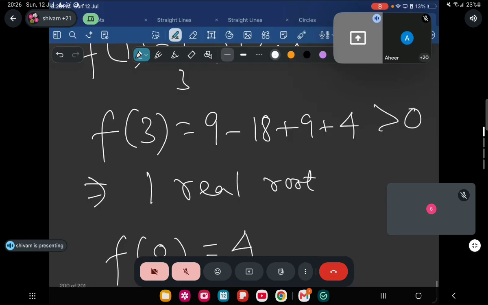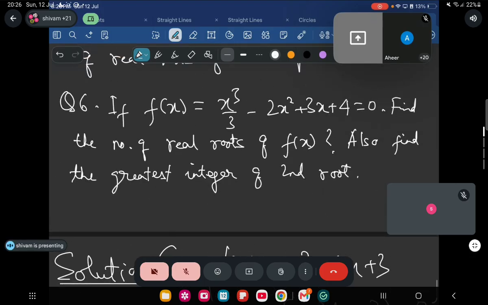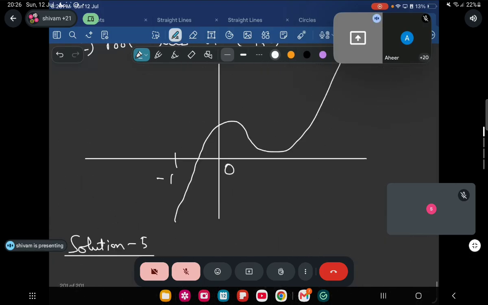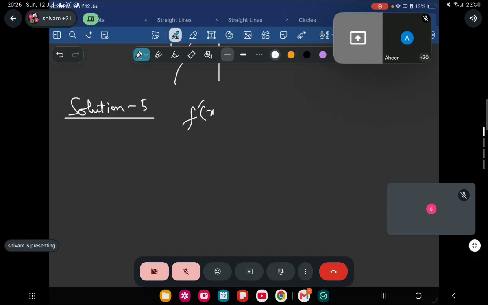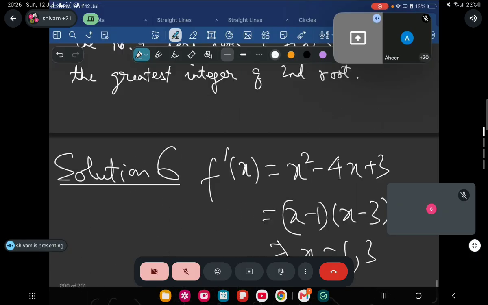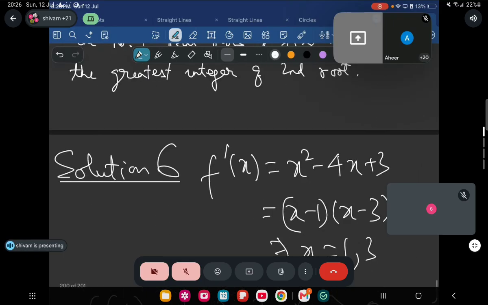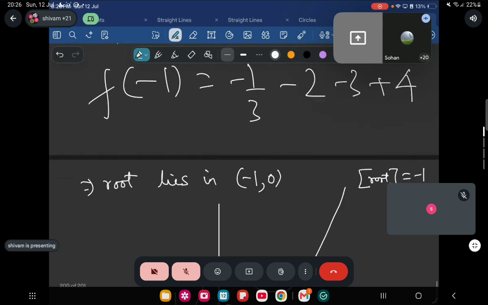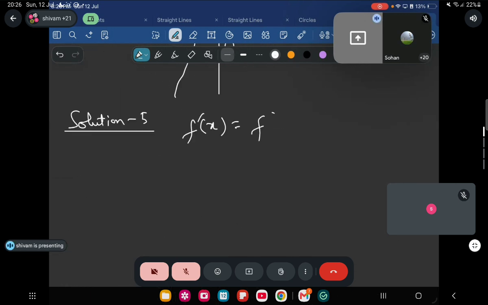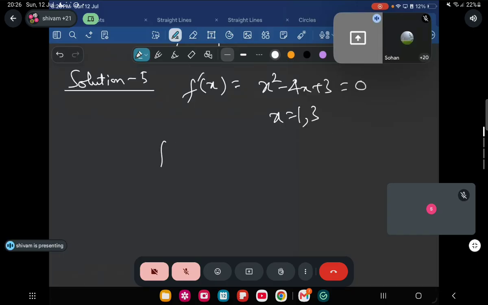Number 5, it is written x cube by 3. So let us find out f'(x). f'(x) will be equal to 3x square minus 4x plus 3 only, the same thing. Anyone having any doubt? Putting it equal to 0, x equal to 1 and 3, right? So over here, what is f of 1? f of 1 is equal to, tell me.